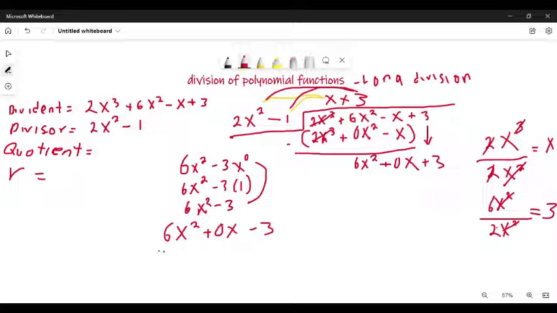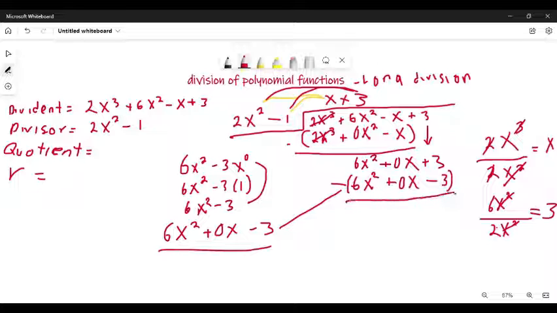So this now you can take it there. When you do that, this will be 6x squared plus 0x minus 3. Then put this in brackets and subtract. When you do that, this part will cancel, even this part will cancel. You're going to remain with a positive 6 as your what? Your R, since you've dropped down all the terms of the dividend.